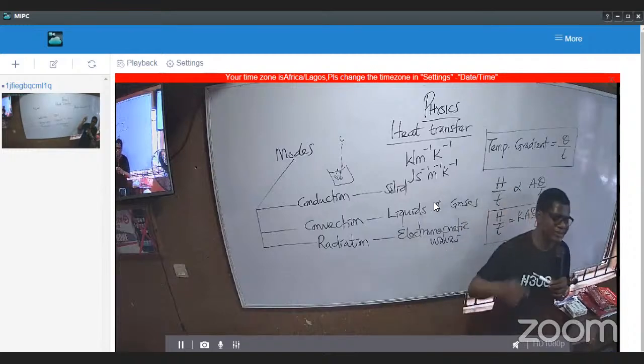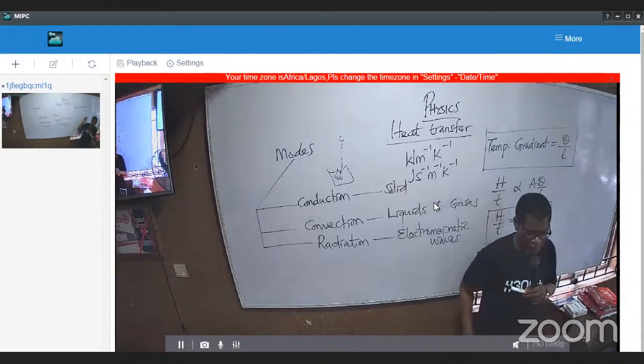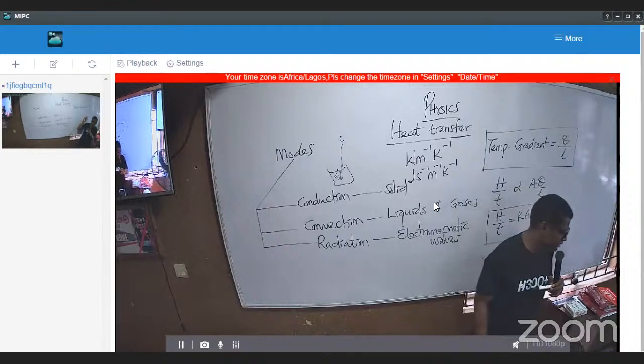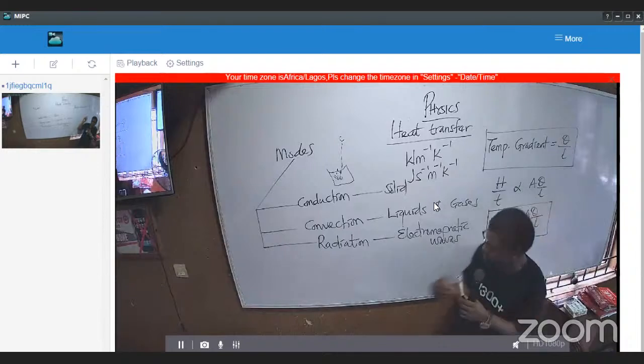It is due to density difference. The first one, conduction, is due to temperature difference, but now it is density. It is due to density difference.